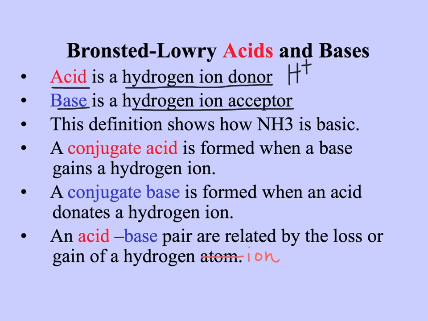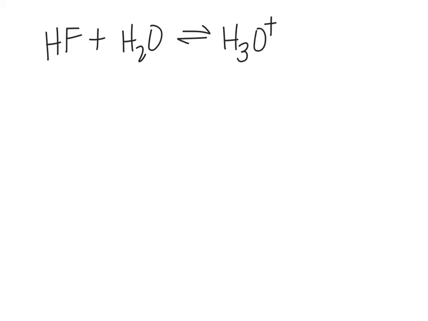So now I'm going to go over an example of this so that you can better understand the Bronsted-Lowry acids and bases. Okay, so for the Bronsted-Lowry, let's write down this equation, HF plus water. This will give us H3O plus and F minus. So what we're going to do for the Bronsted-Lowry acids and bases, on the reactant side here, one of these will be labeled the acid, one will be labeled the base. On the product side, one will be labeled the conjugate acid, and then one will be labeled the conjugate base.